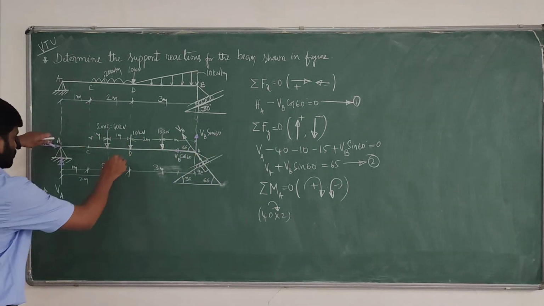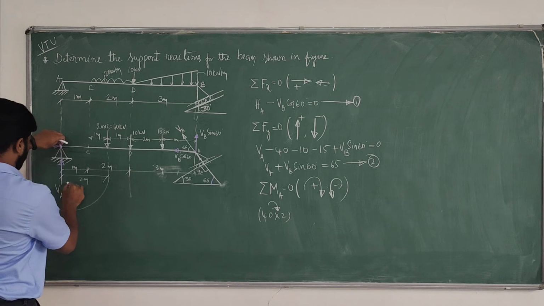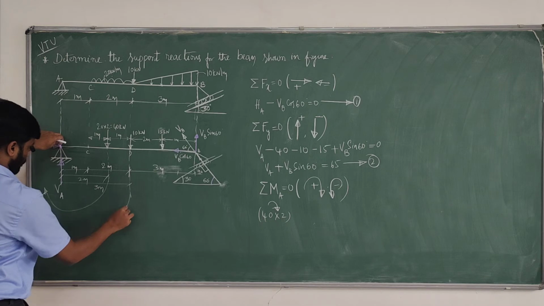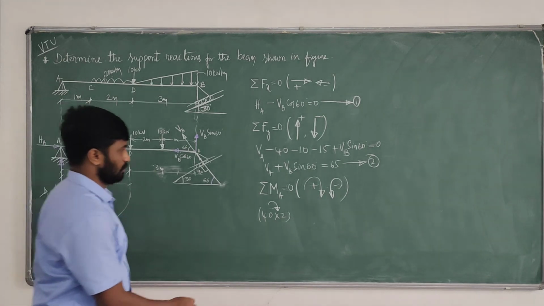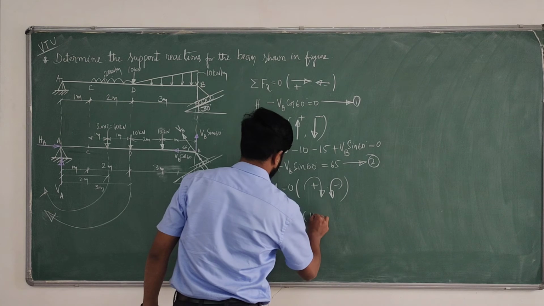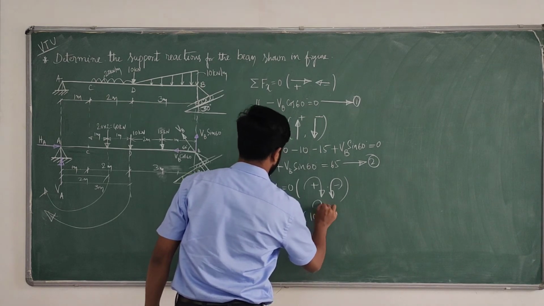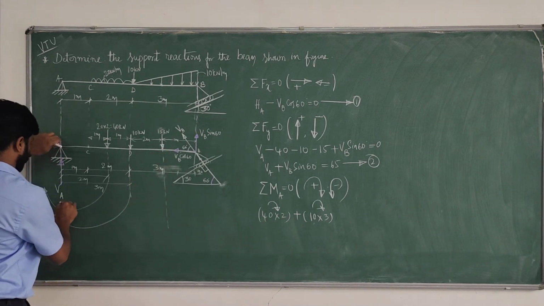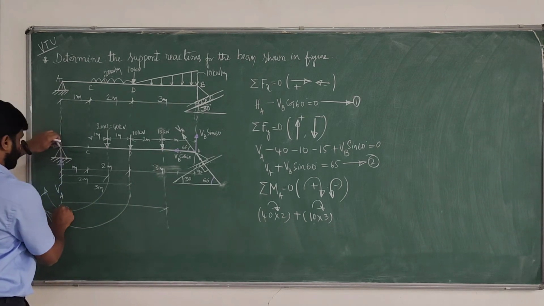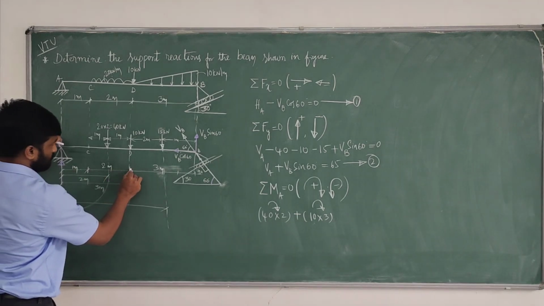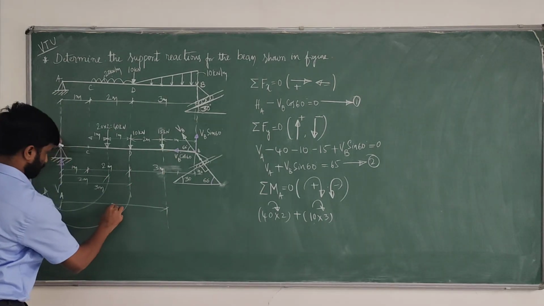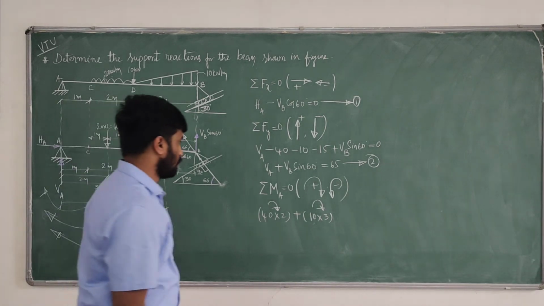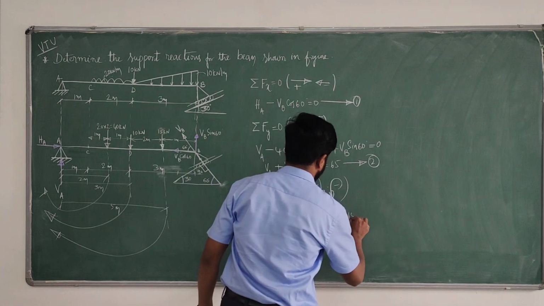So 40 into 2 clockwise. Next, this 10 moves in this same line because of this perpendicular, 1 plus 2, 3 meters. Take it towards A as clockwise. Plus 10 into 3 clockwise. Next, this 15 moves in the same line because of the total perpendicular distance, 1 plus 2, 3, 3 plus 2, 5 meters. Take it towards A as clockwise. Plus 15 into 5 clockwise.